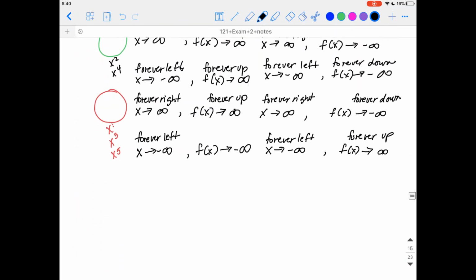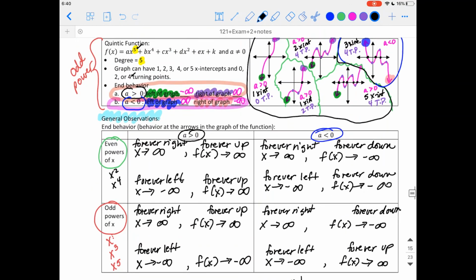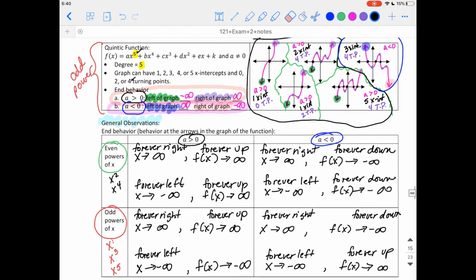So here on this one, this is going to be n minus 1 turning points. Oh, and I was talking about turning points, right? Sorry. So this is n minus 1 turning points. I was talking about turning points. For x-intercepts, so let's see, the degree is 5.